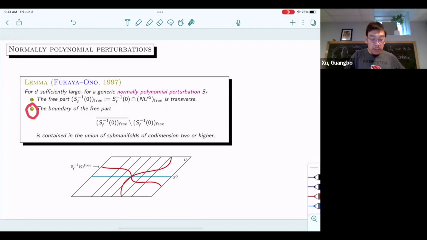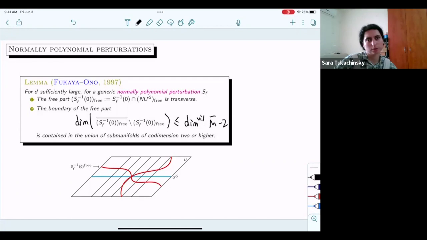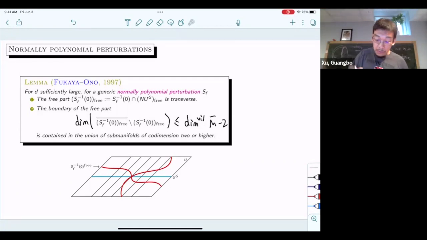And more crucially is the second part. If you consider the free locus of the perturbed zero locus and you take its closure, the closure minus the original free part of the zero locus, then this boundary is contained in the union of submanifolds of codimension two or higher. Codimension two means the dimension is less than or equal to the virtual dimension minus two. So this is like a pseudocycle type? Right, exactly.